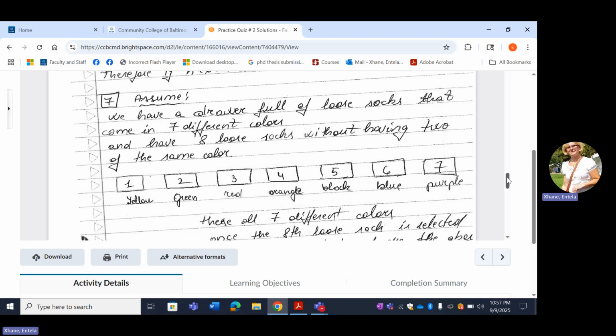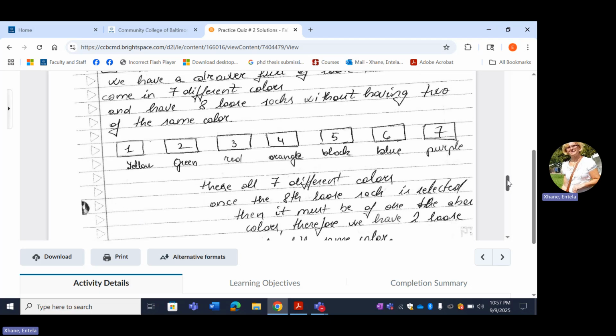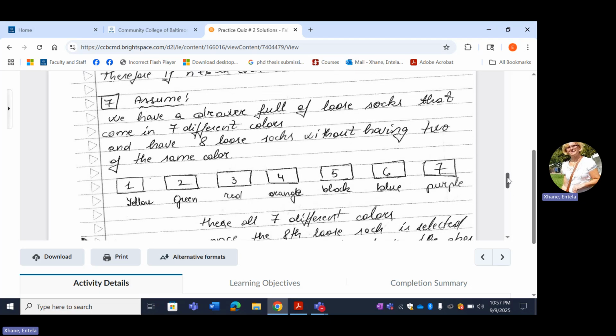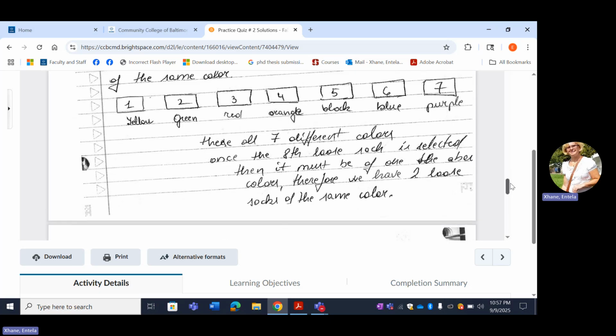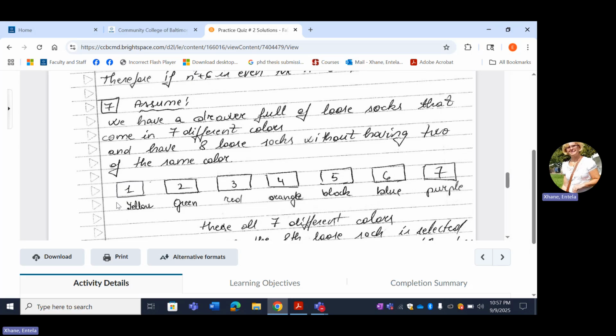So I'm going to call the colors of the loose socks: yellow, green, red, orange, black, blue, and purple. There are 7 different colors. Then I'm going to place the color yellow in box 1, color green in box 2. So the boxes are representing the drawers. Color 3 is red, 4 is orange, black is 5, blue is 6, and purple is 7.